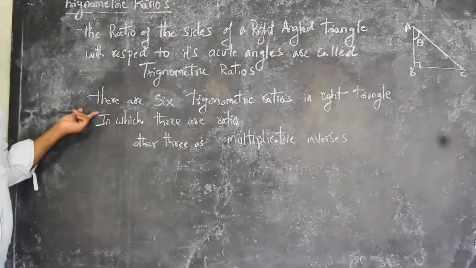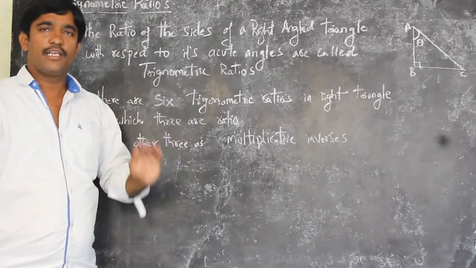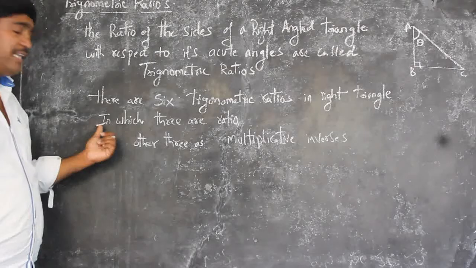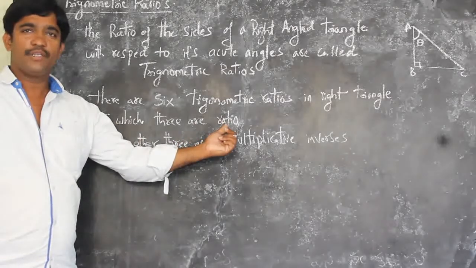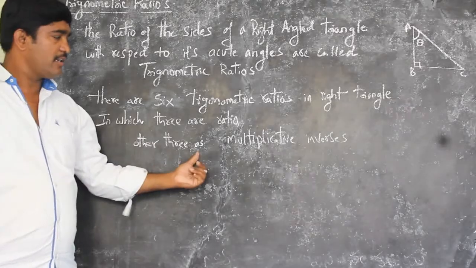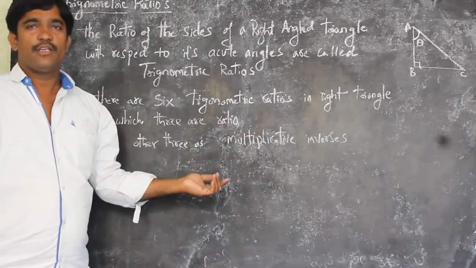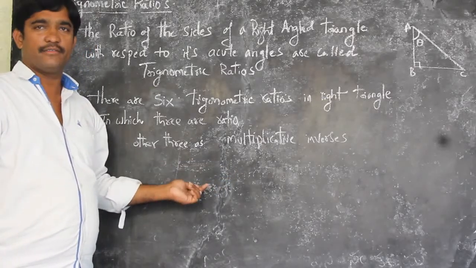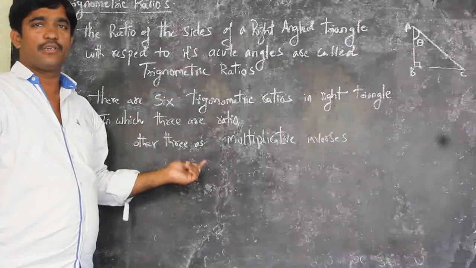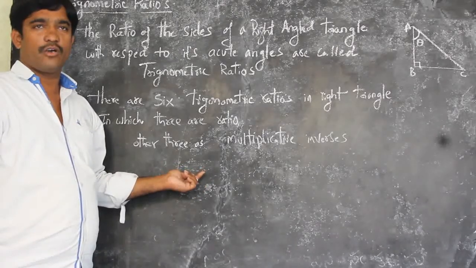There are 6 trigonometric ratios in a right angle triangle in our syllabus. Three are the ratios directly and the other 3 are the multiplicative inverses of those 3. They are sine, cosine and tangent, and the next ones, cosecant, secant and cotangent.